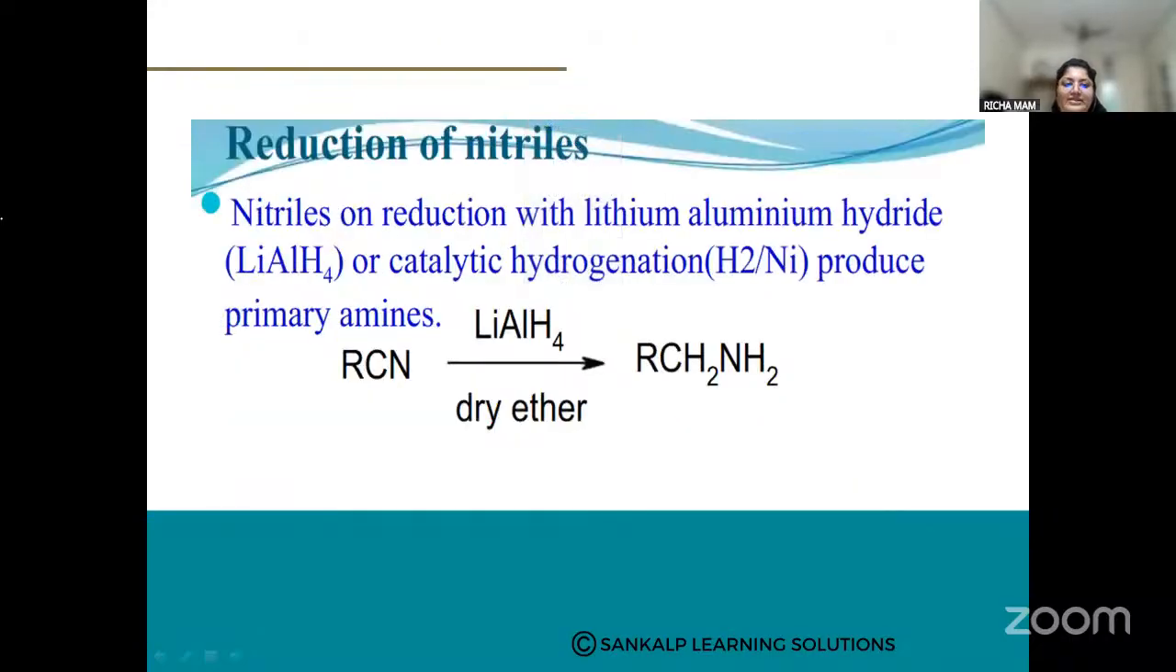Next is reduction of nitriles. So we can reduce the nitriles. I hope you know nitriles. Nitriles means cyanides, or you can say nitriles. So cyanides or nitriles can be reduced to primary amine.